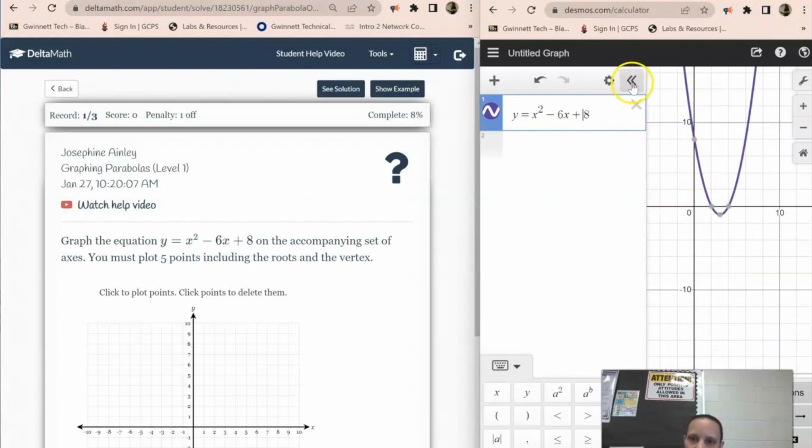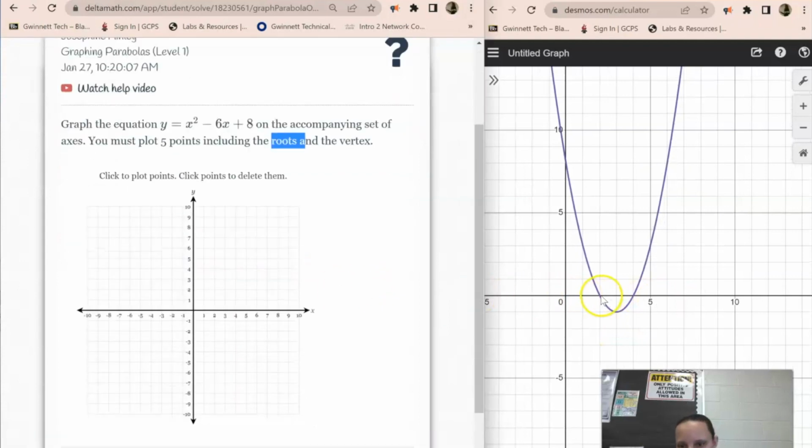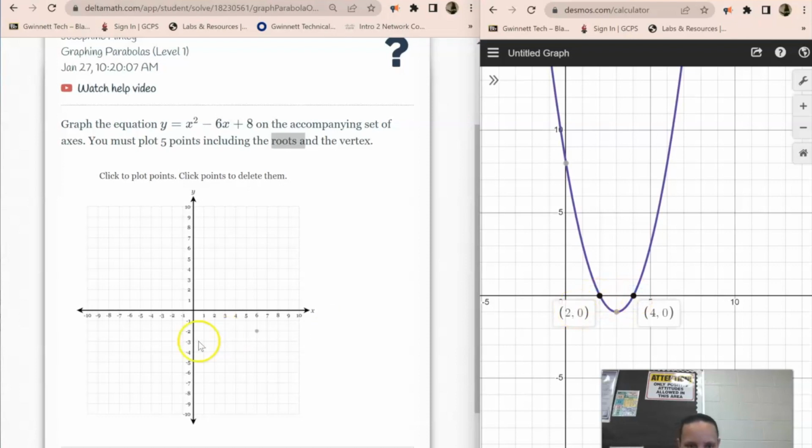All right, arrow to get rid of it, bring it down so I can see it. And it says roots. So roots are my x-intercepts, my solutions, which is (2, 0) and (4, 0). My vertex is (-3, -1), and I need 2 additional points.